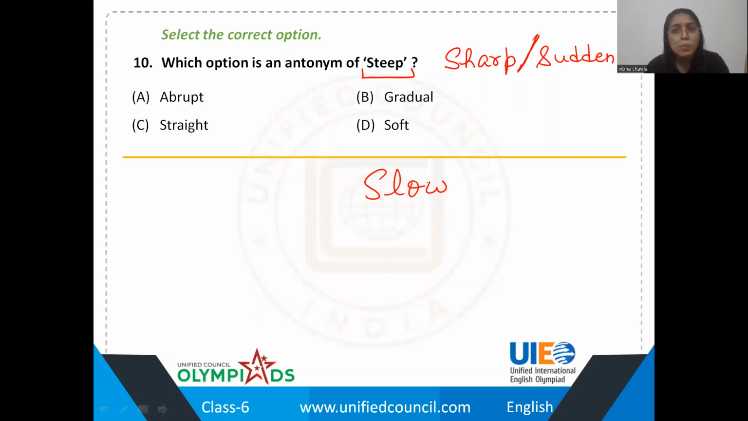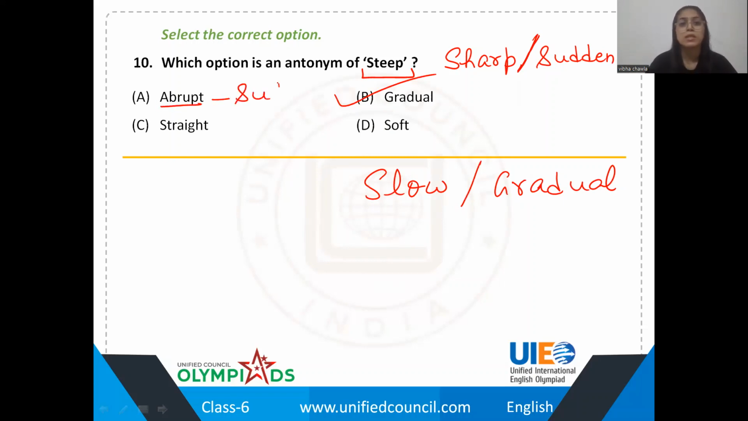Something happening at a slow pace, gradual, right? So the right answer will be option B, clearly, gradual. If I talk about abrupt, abrupt also means sudden, so it can be a synonym but not an antonym. Straight and soft are also incorrect options. They have some different meanings, but not related to steep.